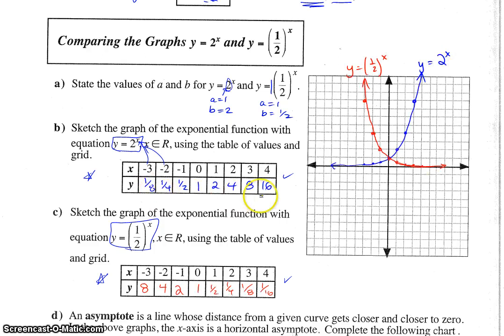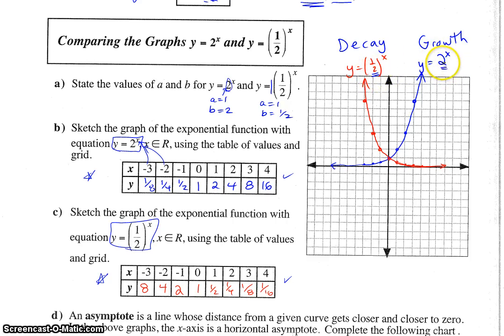Okay, so check your numbers in the tables. Hopefully you have the same thing as I do, and your graph should look like this. So y equals 2 to the x, because it's increasing as we move to the right, this would be an example of a growth function. Okay, and this red graph, because we're decreasing as we go to the right, that would be an example of a decay exponential function.